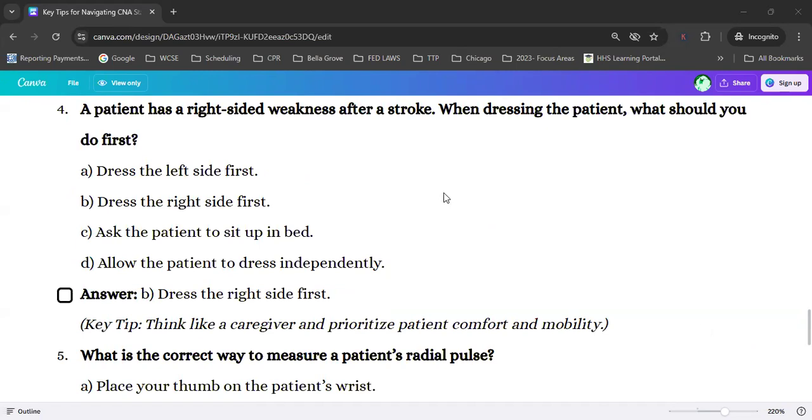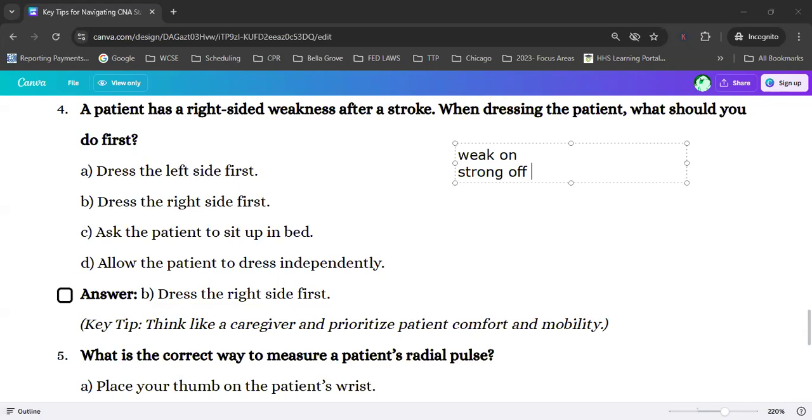We have a term, and I'll write it on our board here. Weak on, strong off. That means when we are putting something on our resident, our patient, we start with the weak side. When we're taking it off, we start with the strong side. I hope that makes sense. Weak on, strong off, weak on, strong off, weak on, strong off.